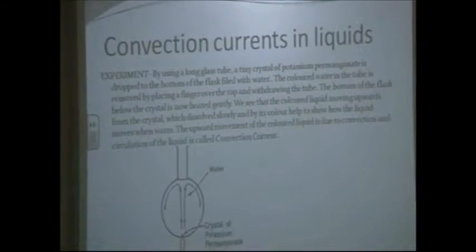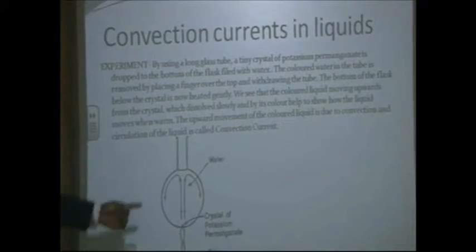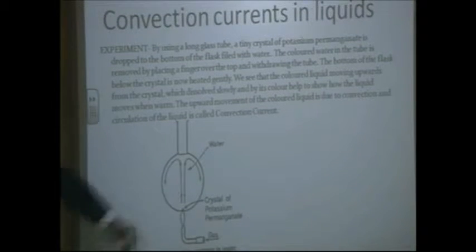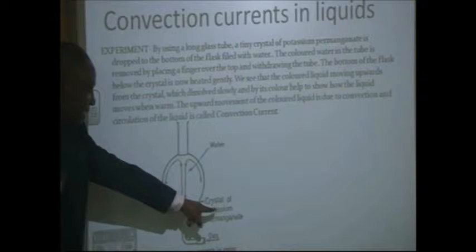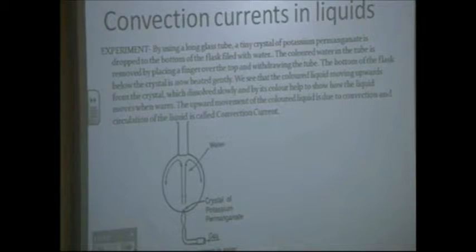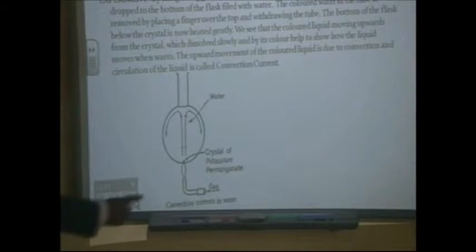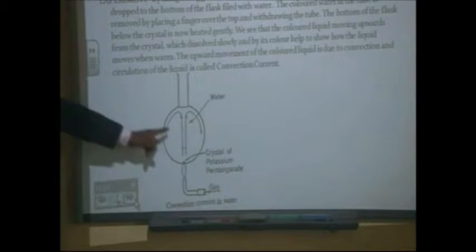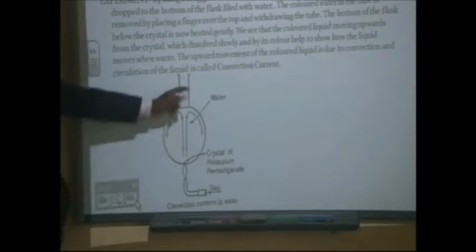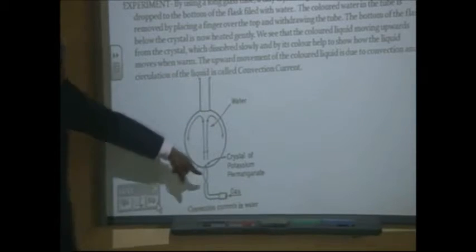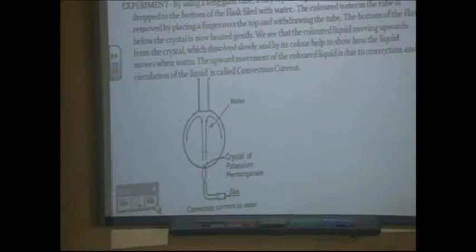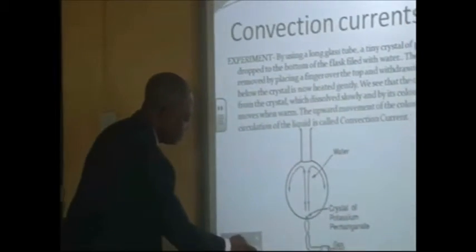For the convection current, we put a crystal of potassium permanganate at the bottom of a round bottom flask. If the crystal of the permanganate is heated at the bottom, we find out that the color of the permanganate is moving around, as shown in the diagram. As it moves, other portions from the top will replace it. This circulation is called convectional current. Good.